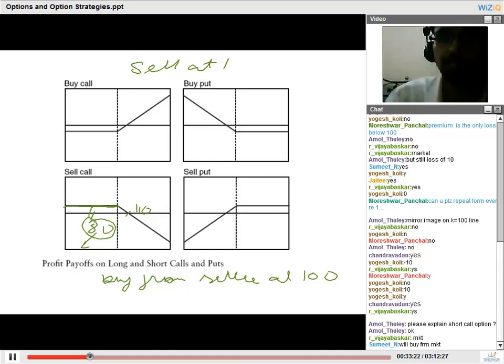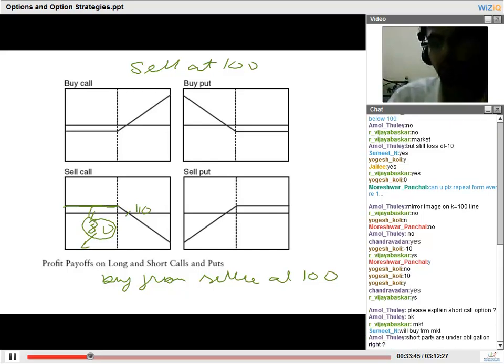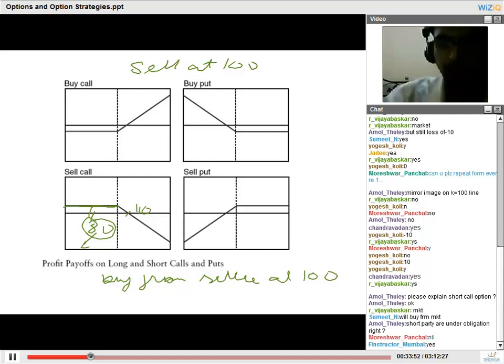How much is he purchasing the asset for? Now what is the market price? 110. So he is purchasing the asset for a price of 110 and he is selling to the buyer of the option, or the holder of the option, at 100. So what is his loss? 10 rupees. His loss is 10 rupees, but he received an upfront premium of 10 rupees. So his total payoff will cancel out to 0 rupees.